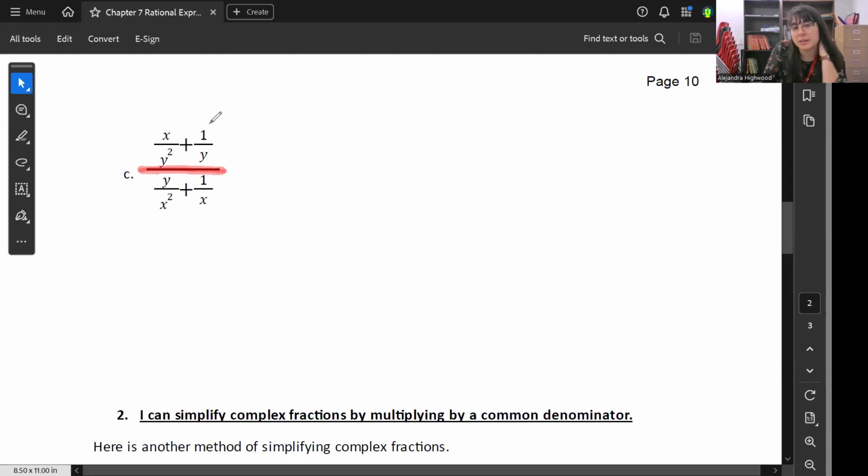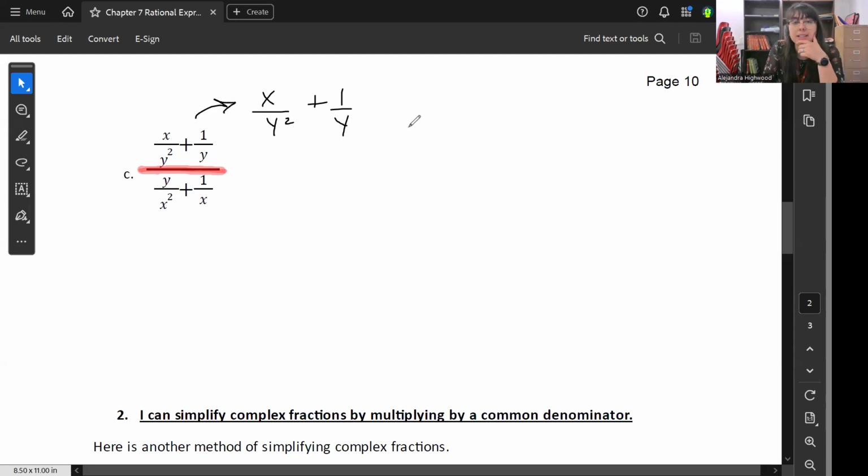My numerator here is a whole other problem. You have x over y squared. Why don't I rewrite this in black so it doesn't look so intimidating? So you have x over y squared plus 1 over y. I'm going to simplify this numerator here first.